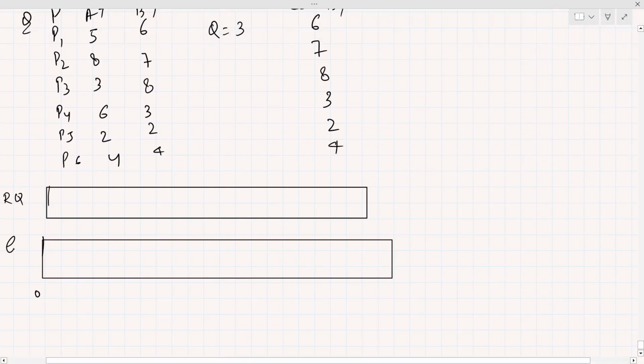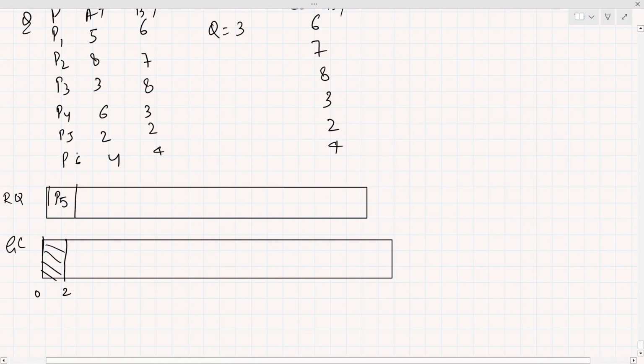Gantt chart. At 0, how many processes are available to execute? The answer is nothing. No process is able to execute at 0. Then we have to leave the CPU idle. Till when? Till 2, because at 2 one process, P5, is available to execute.